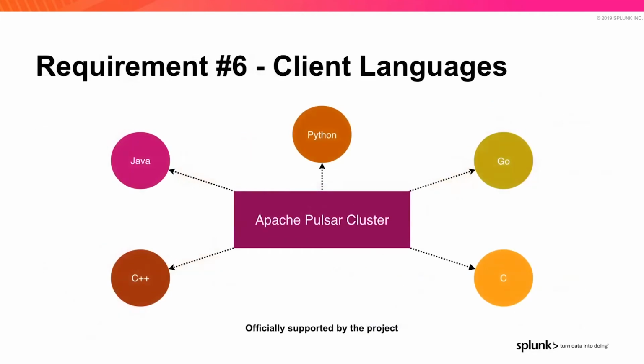Requirement number 6, which is client languages. How many languages do we support? Currently we support 5. We added Node.js support, which is officially supported by the project. In addition to that, there are a few languages, .NET, Scala, and Rust, whose support is provided by the community themselves. But officially we support 6 languages by the open source project itself.